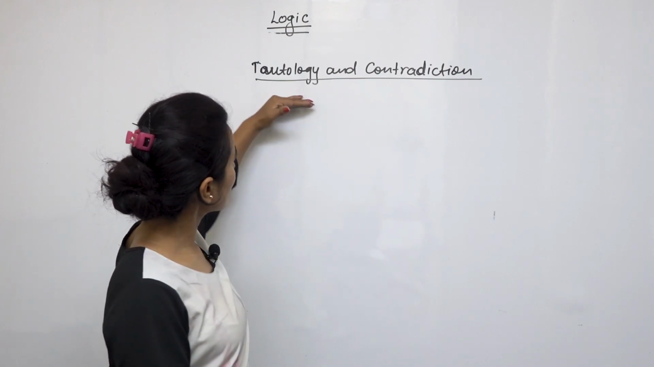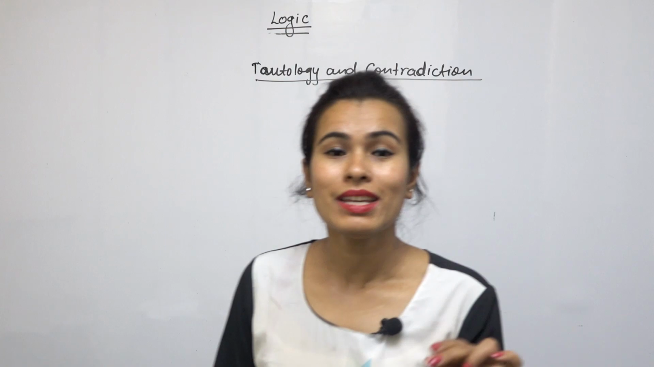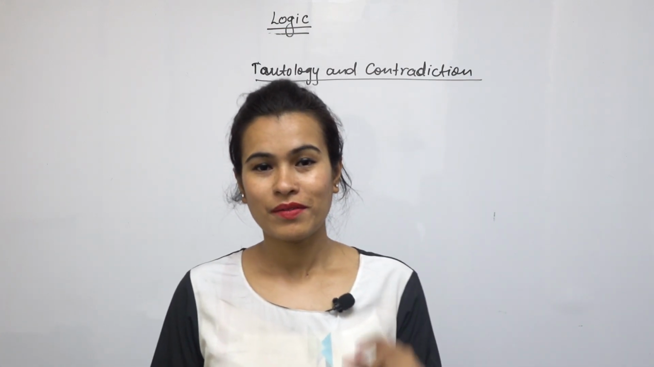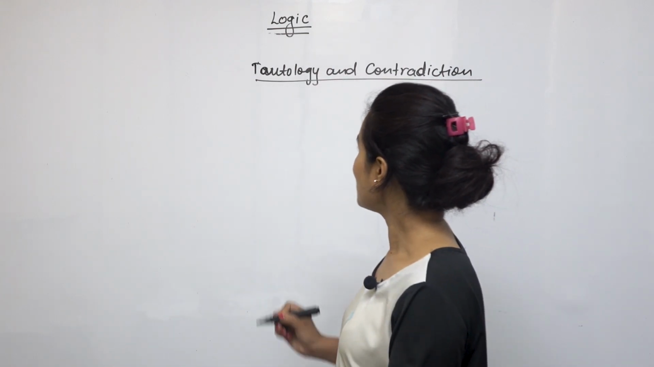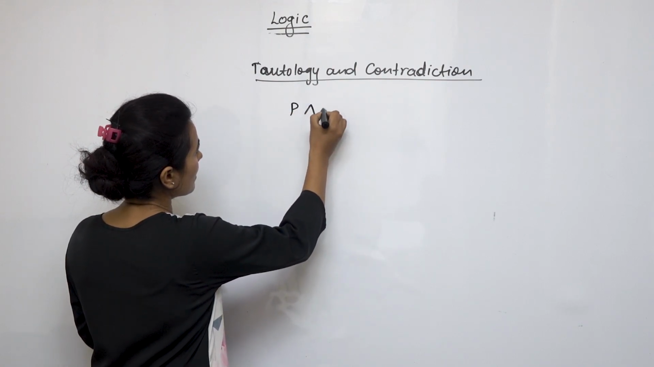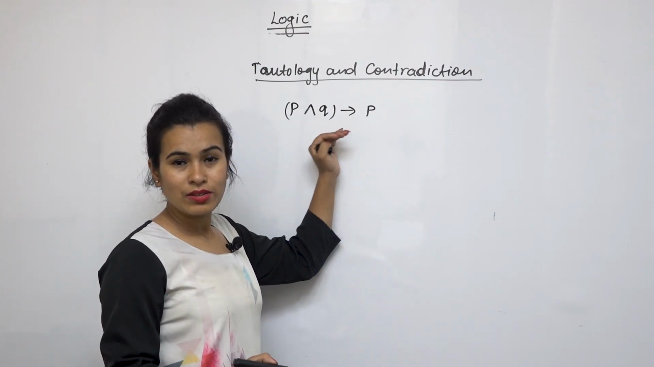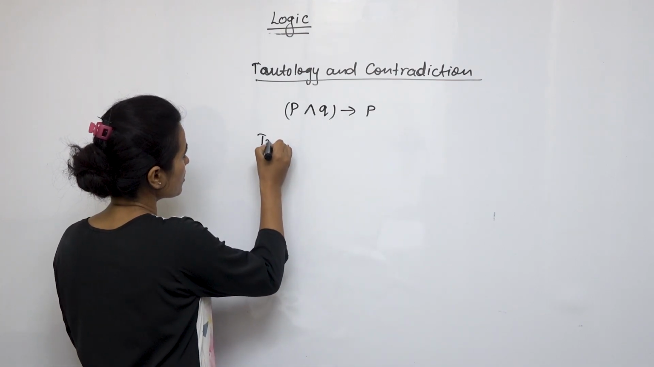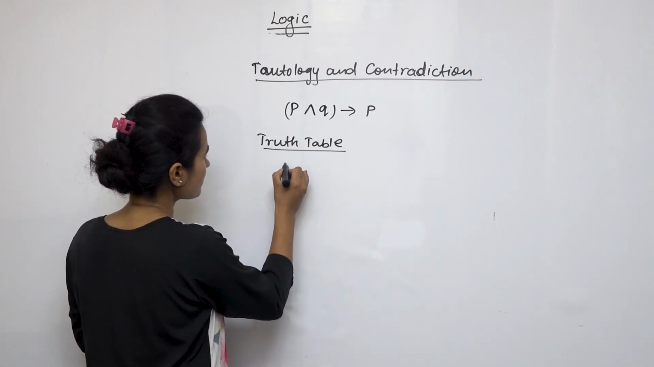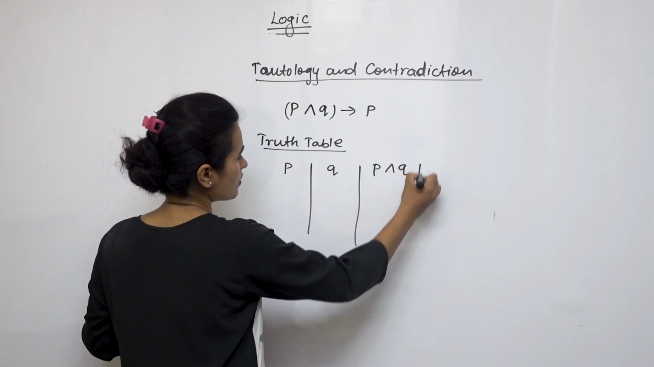Now let's do tautology and contradiction. A compound statement is called a tautology if it is true for all the given cases. For example, let's consider a compound statement. It is only an example of a compound statement: P and Q, then P. Let's draw the truth table for this: P, Q, P and Q.